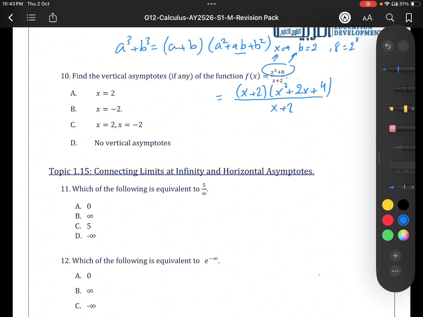As you can see, x plus 2 with x plus 2 cancelled, so the answer is x squared plus 2x plus 4. There is no denominator, it means there is no asymptote. There is no vertical asymptote.